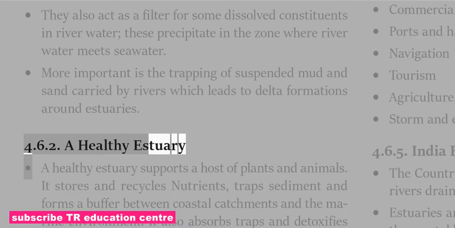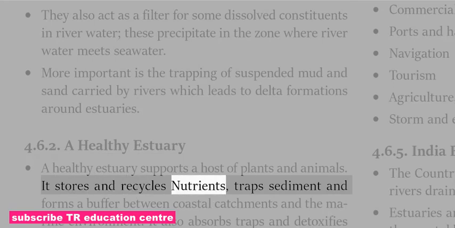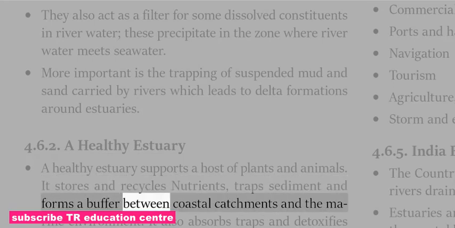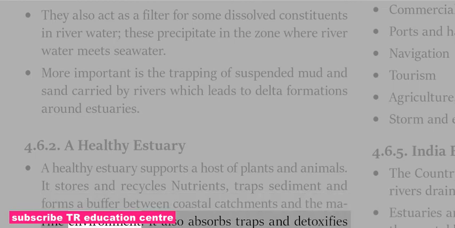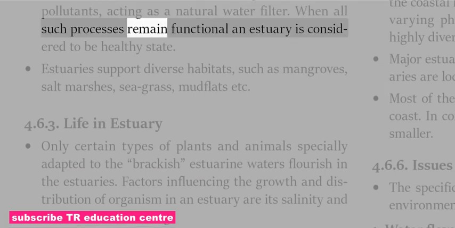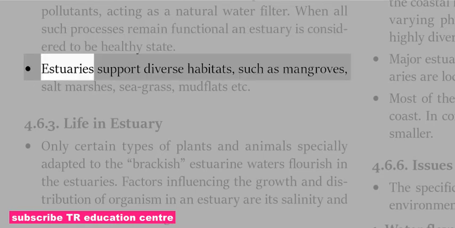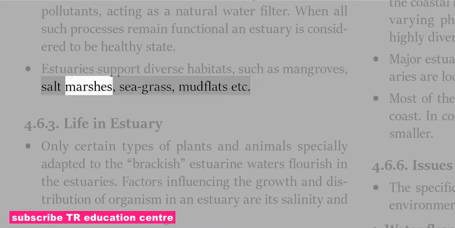A healthy estuary. A healthy estuary supports a host of plants and animals. It stores and recycles nutrients, traps sediment and forms a buffer between coastal catchments and the marine environment. It also absorbs, traps and detoxifies pollutants, acting as a natural water filter. When all such processes remain functional, an estuary is considered to be in a healthy state. Estuaries support diverse habitats, such as mangroves, salt marshes, seagrass, mudflats, etc.